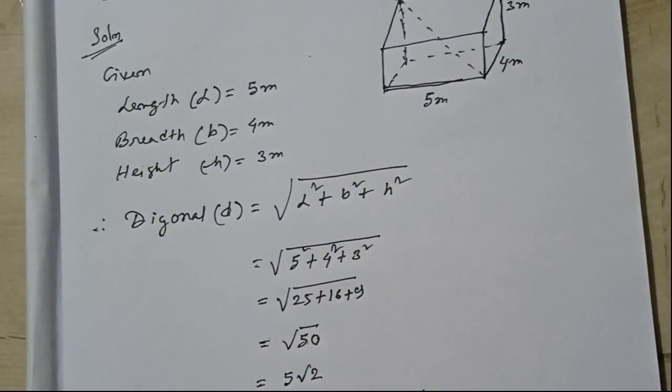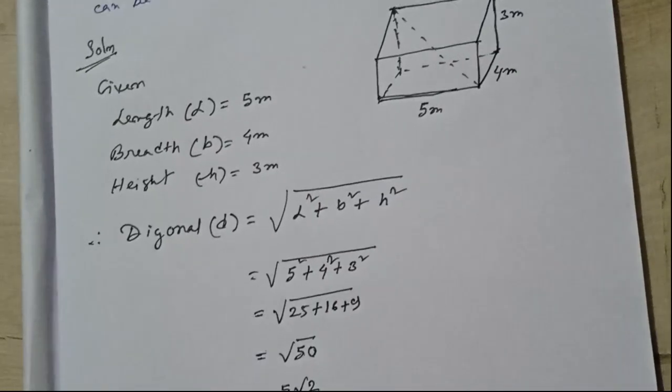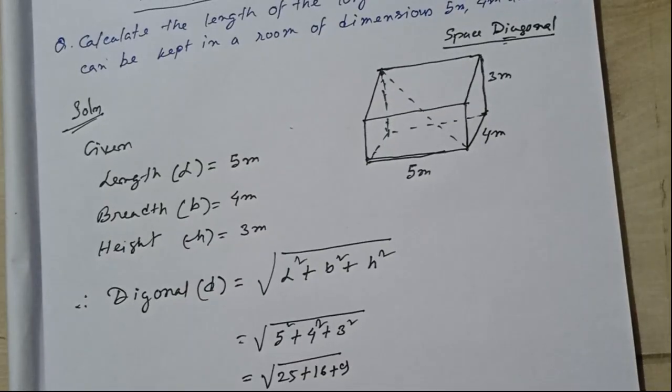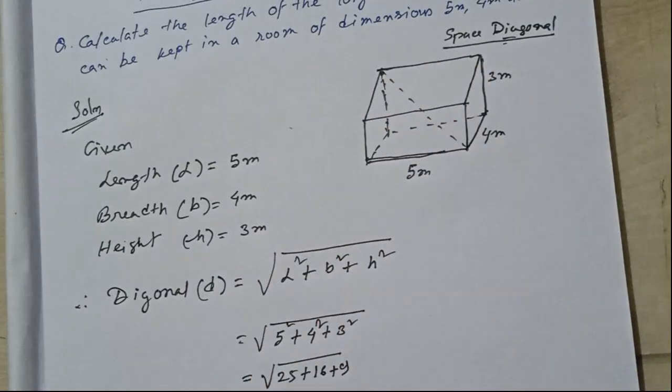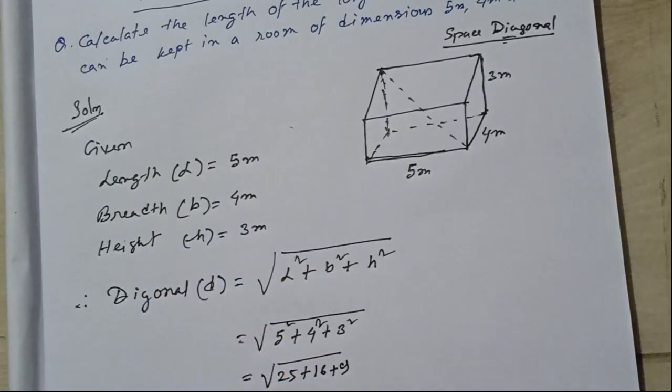So that is one part. Next thing is, if the marks given is more, then you can draw the diagram, okay, to explain how you arrive at the solution.